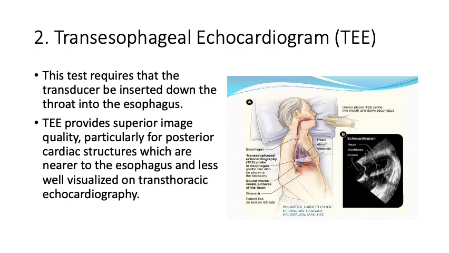Another type is the transesophageal echocardiogram. This test requires that the transducer be inserted down the throat into the esophagus. The esophagus is located close to the heart. Therefore, clear images of the heart structures can be obtained without the interference of the lungs and the chest. Transesophageal echocardiogram provides superior image quality, particularly for posterior cardiac structures, which are nearer to the esophagus and less well visualized on transthoracic echocardiography.